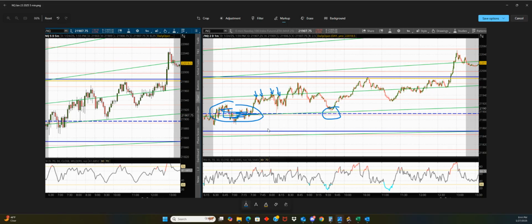Then the next good trade for the market on NQ on January 23rd was this one here. It came down to the angle and tried to break through. It double bottomed exactly on the angle that we had. Right below that, we had the daily open and a support and resistance level. It didn't go there, so the market was holding strong.